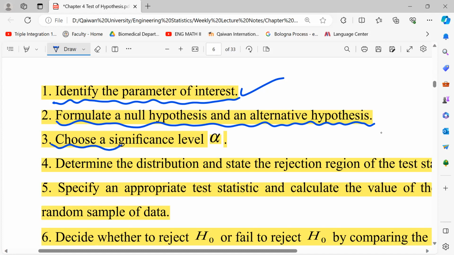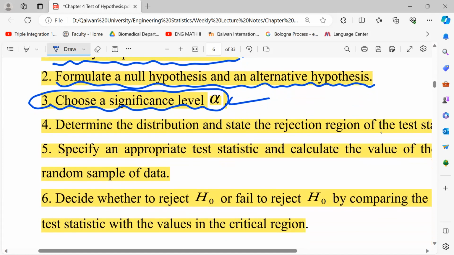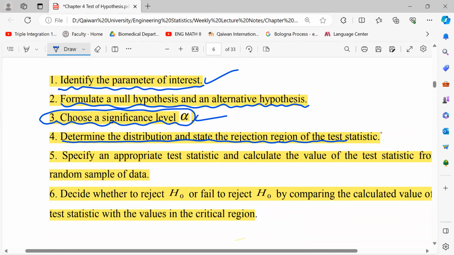Then we choose the significance level. This is always given in the example or in the question. Alpha must be given in the question. Then determine the distribution and state the rejection region of the test statistic. It's different from topic to topic, in which interval H0 is rejected and in which interval H0 is not rejected. Okay, we will study these.